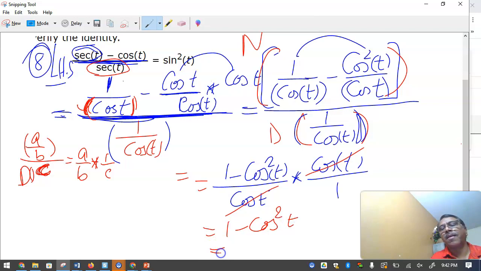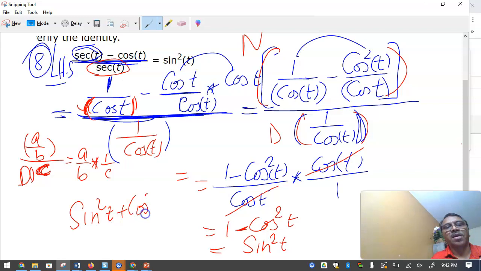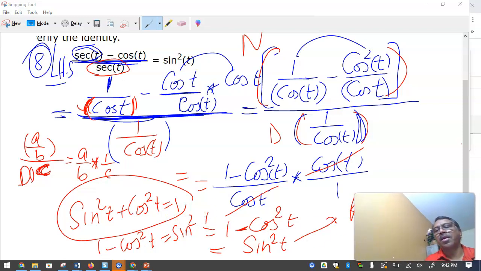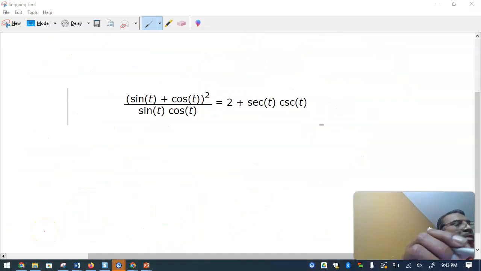But by the Pythagorean identity, 1 minus cosine square is back to sine square of t. The reason is sine square of t plus cosine square of t is 1. So we can always write 1 minus cosine square of t equals sine square of t, and that's the right hand side, and we're done. So this is the problem.